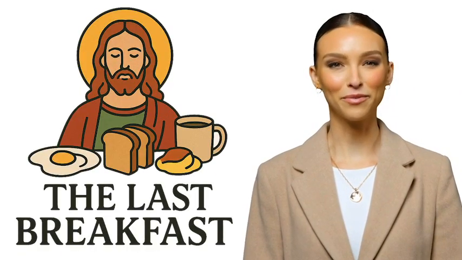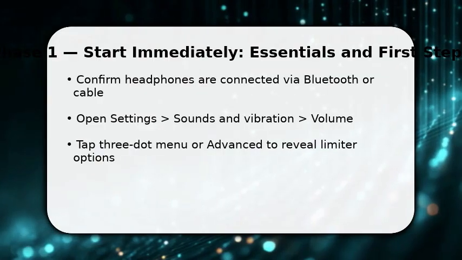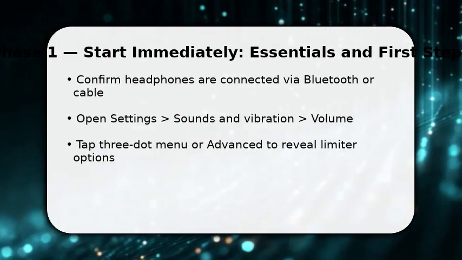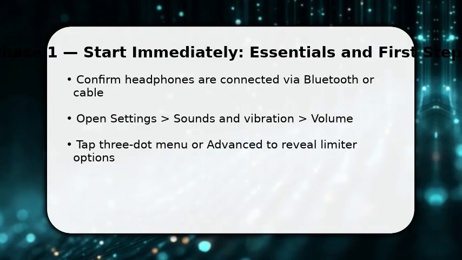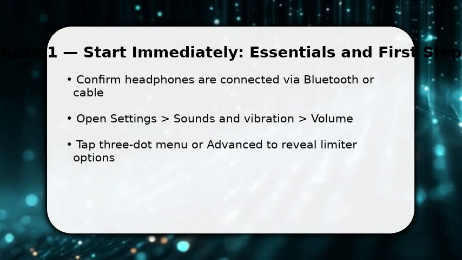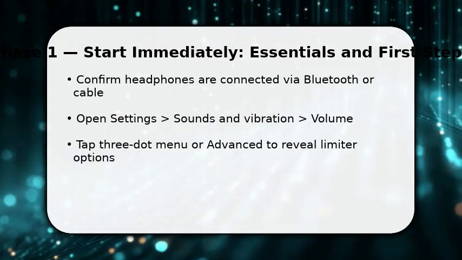Please enjoy the video. You start by connecting your headphones and opening the exact sound controls on your Samsung. Once connected, go to Settings, then Sounds and Vibration, then Volume. This bypasses shortcuts that hide limits.